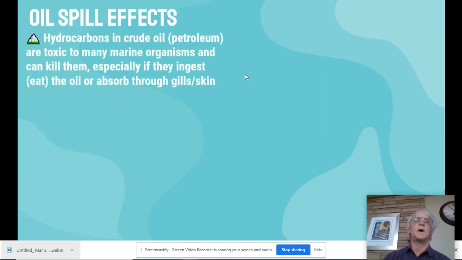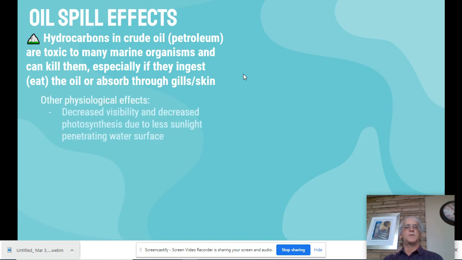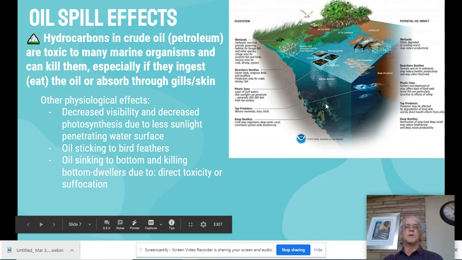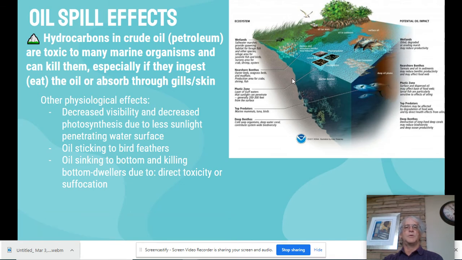Oil spill effects. Hydrocarbons in crude oil, petroleum, are toxic to many organisms and can kill them, especially if they eat the oil or ingest it through gills or skin. Other physiological effects: decreased visibility, decreased photosynthesis due to less sunlight penetrating the water surface. Oil sticking to the bird feathers, meaning they cannot survive. Oil sinking to the bottom and killing bottom dwellers due to direct toxicity or suffocation.